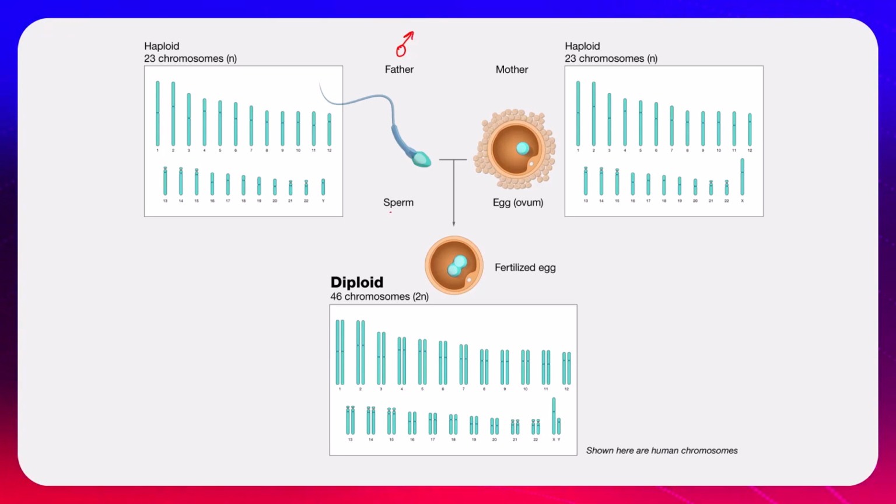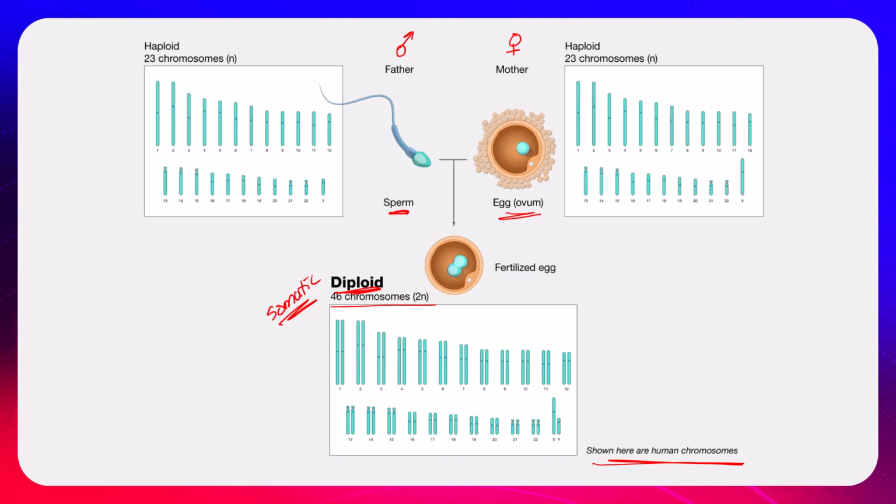He produces sperm cells through meiosis. The mom is female. She produces an egg through meiosis. In humans' case, again, this is showing human chromosomes. Not every sexually reproducing organism on the planet has the same number of chromosomes. We happen to have 46 total chromosomes in every somatic or body cell, diploid cell in our body.